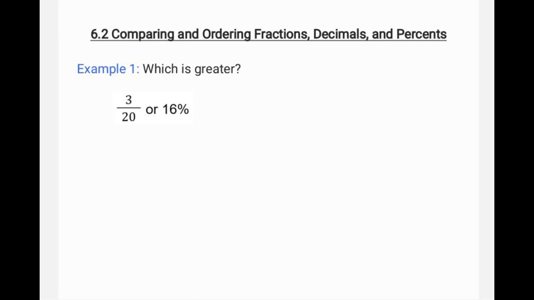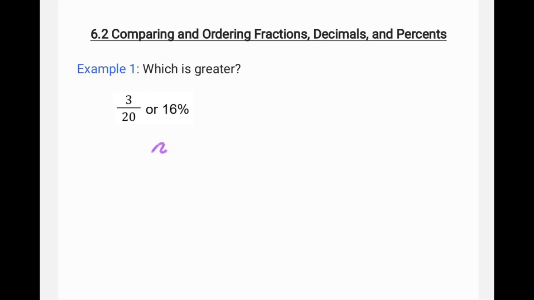This lesson's on 6.2, comparing and ordering fractions, decimals, and percents. So we're looking at example 1, which is asking us which is greater, 3 divided by 20 or 16%. Obviously right now we cannot compare them because they're not of the same format. So we need to either compare them as fractions, decimals, or percentages. So since 16% is given for us, I'm going to go ahead and take the 3 over 20 and convert that into a percent, so then I can do a comparison of percent to percent.